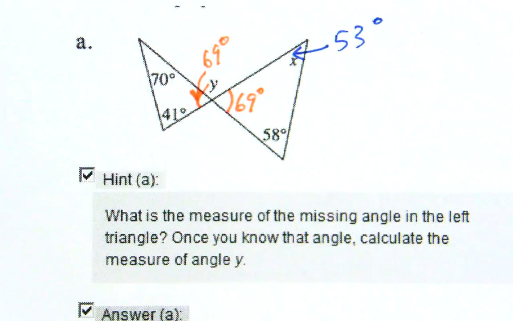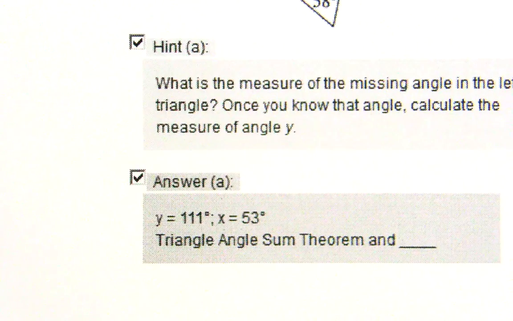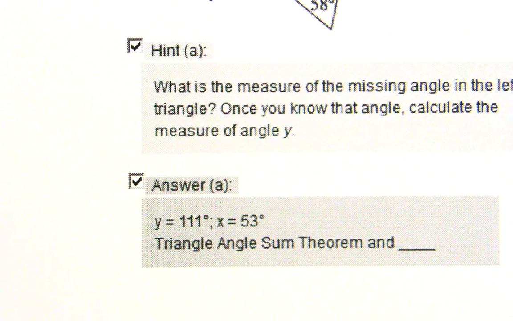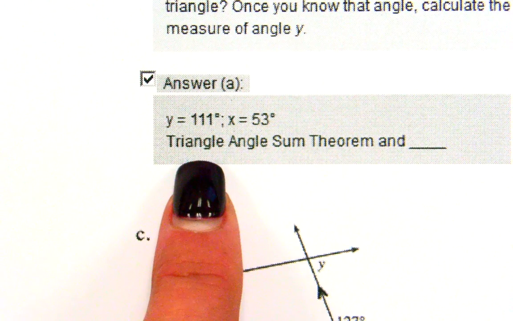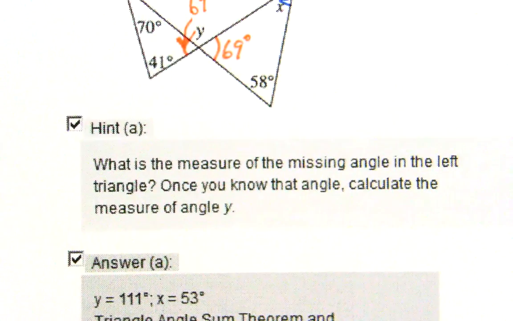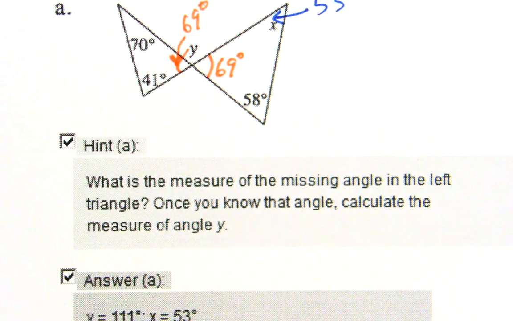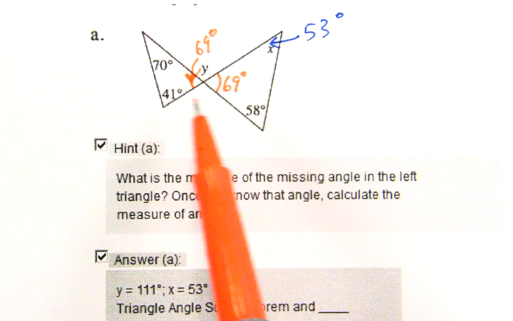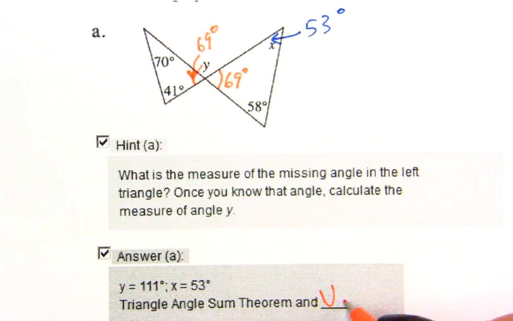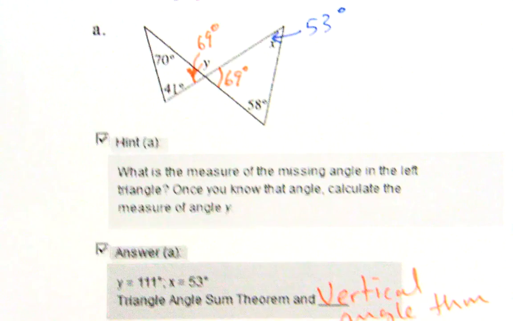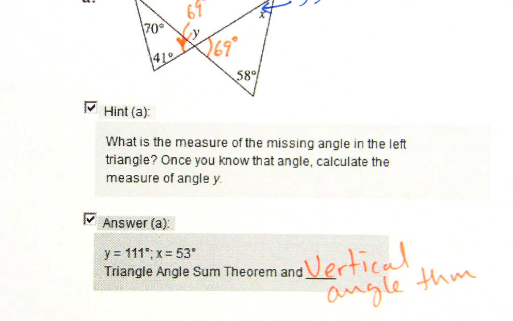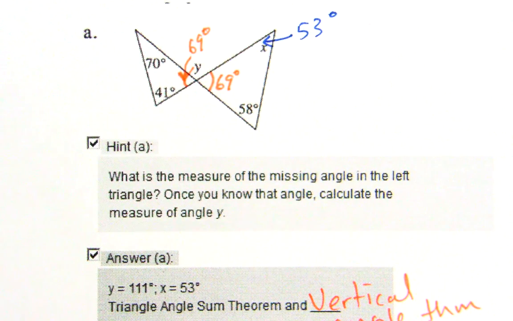All right, so we're done with that. It says, what's the measure of the missing angle in the left triangle? Once you know that angle, calculate the measure of angle y. And then you're really using the triangle angle sum theorem. And here's the hint. You found that these two were congruent because you're using the vertical angles, the vertical angle theorem. Okay, I'm abbreviating that part right there. Okay, so that was part A of number 33.